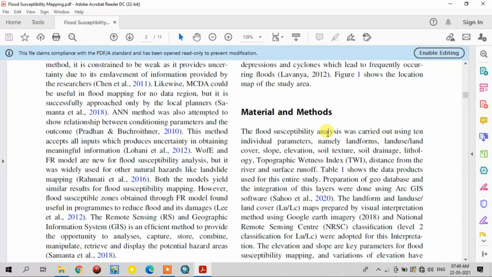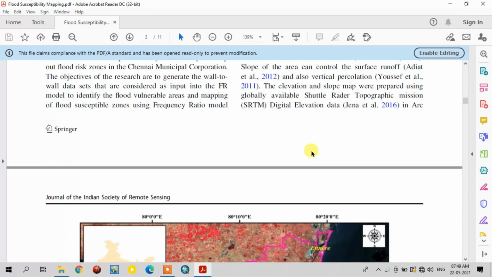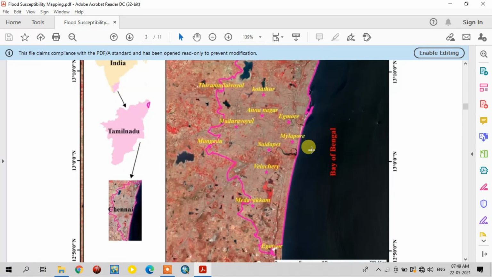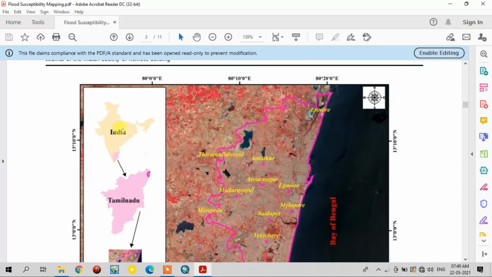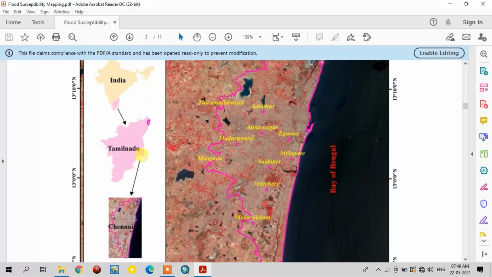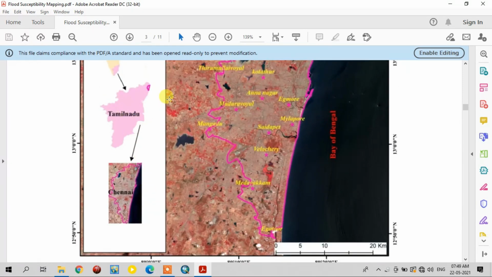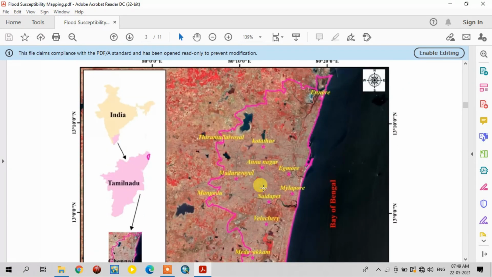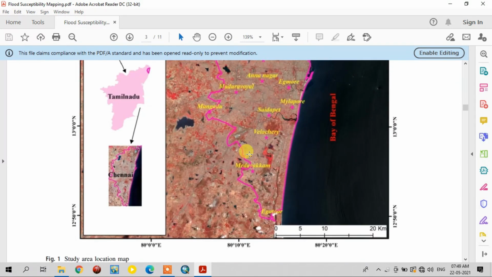Okay, first we are going to see the study area location. It is in India, Tamil Nadu, and in that it is located in the northeastern area, Chennai Municipal Corporation. This is my study location.